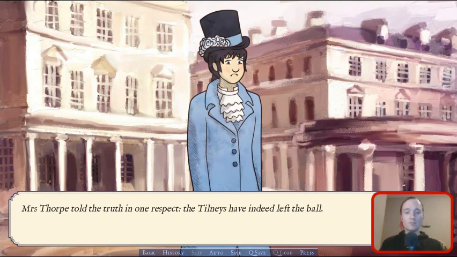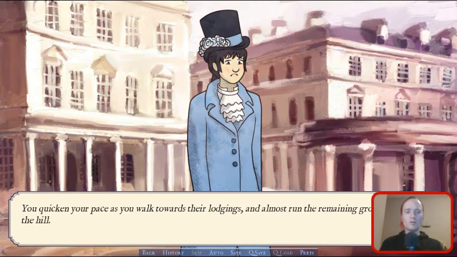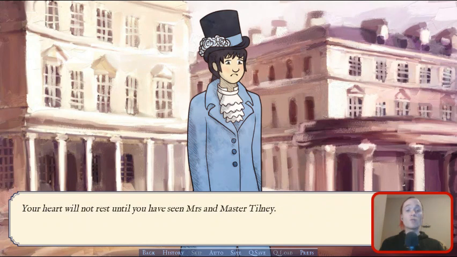You walk in great agitation, as fast as the crowd will permit you, fearful of being pursued, yet determined to persevere. You quicken your pace as you walk towards their lodgings, and almost run into the remaining ground as you crest the hill. Your heart will not rest until you have seen Mrs. and Master Tilney.